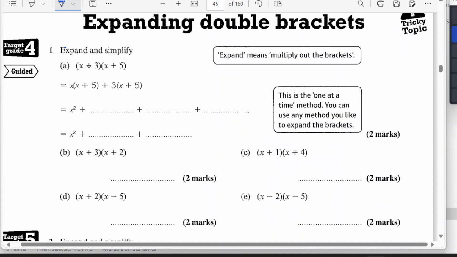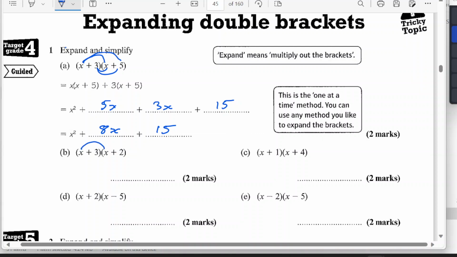I would work out this multiplied by this, which would give me x squared. I would then do this multiplied by this, which would give me 5x. I would then do this multiplied by this, which would give me 3x. And I would then do this times by this, which would give me 15. And then I collect my middle two terms, so that would give me x squared plus 8x plus 15. In effect, it's the same as this, because this would give me my x squared, this would give me my 5x, this would give me my 3x, and this would give me my 15. So if you prefer that method, you can stick with that.